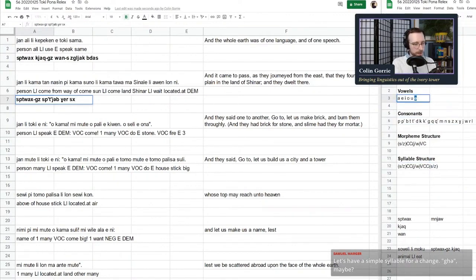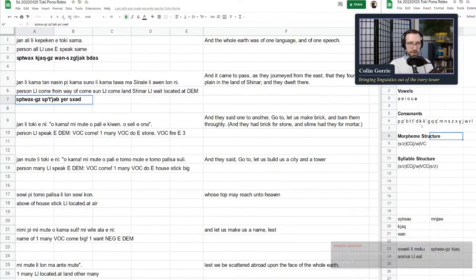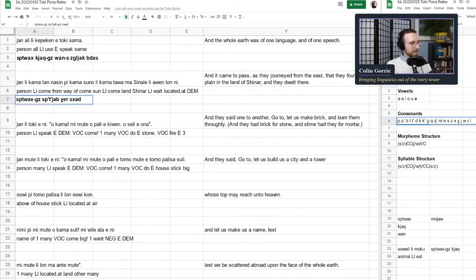We need the schwa in here. Ger schud. Yeah. Okay. Let's do something simple. Let's have a nice open syllable just to prove that we can. Ger schud.